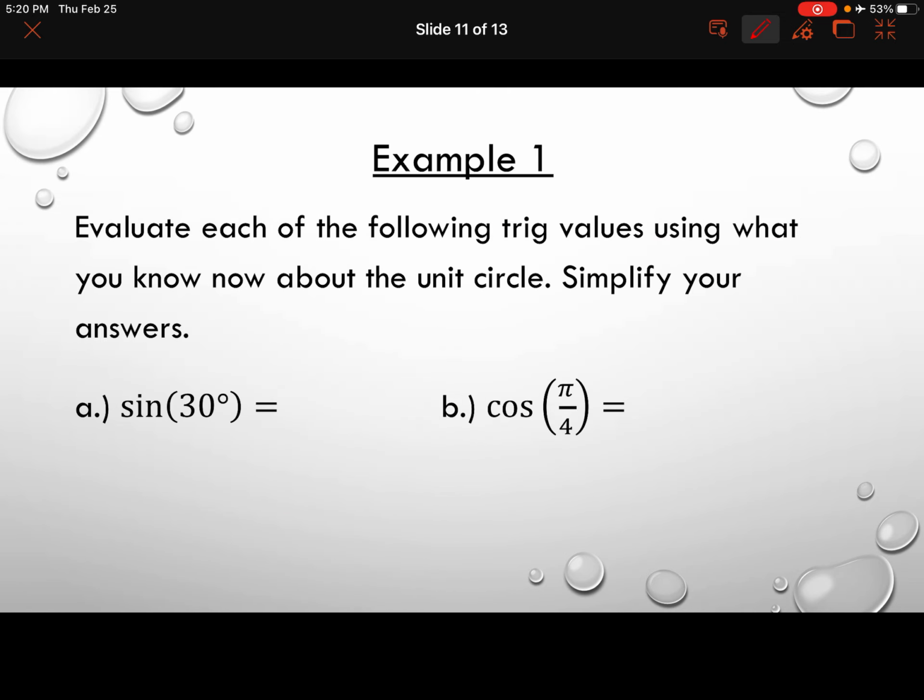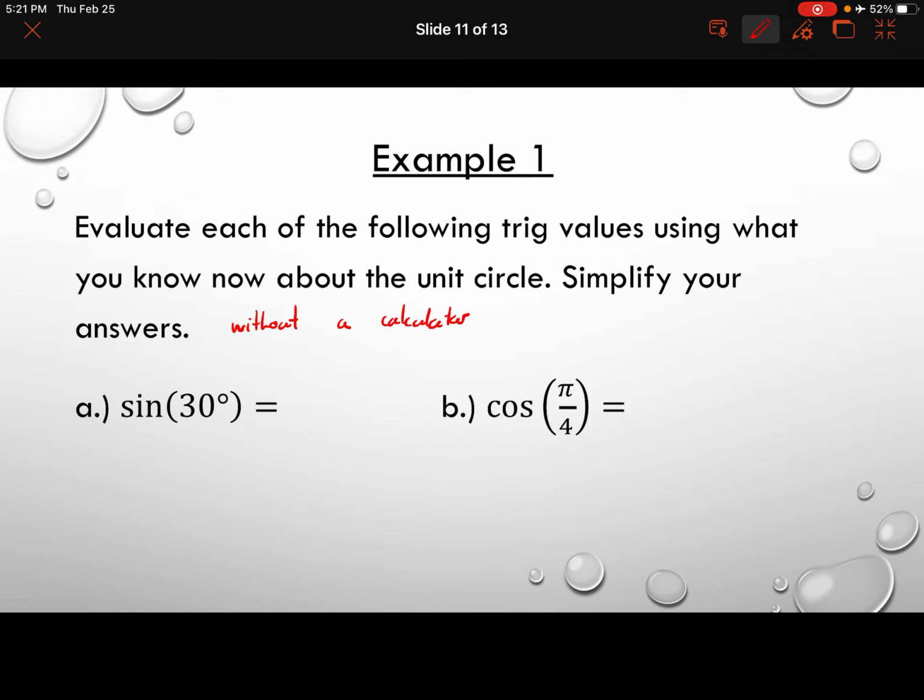All right, so let me show you what this actually means. Let's look at this first example. Evaluate each of the following trig values using what you know about the unit circle. Simplify your answers. So this first problem asks us, what is the sine of 30 degrees? Once again, we're doing this without a calculator, just by looking at the unit circle. So sine of 30 degrees.